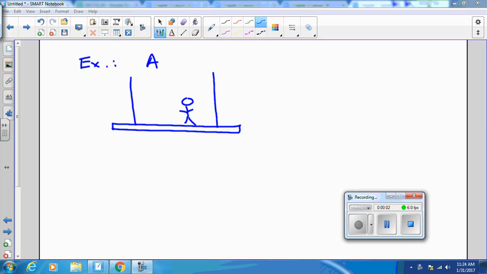So what we have in our example here is some scaffolding that is going to be used by a window washer. So this guy is going to get his squeegee out. He's going to wash windows, and you can see the windows. You can just barely see the windows. Now let's put some numbers to this. Our window washer is going to be an 80 kilogram window washer.